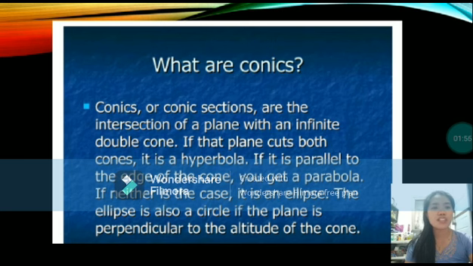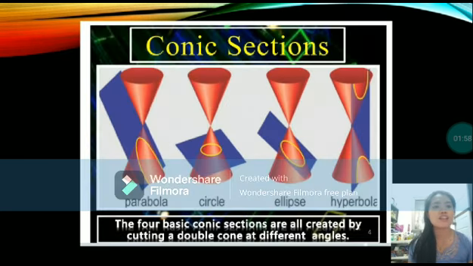So let's take a look at some pictures of the conic sections that are being cut. When a double cone is being cut, you have the conic sections form. Again, you have the parabola, the circle, the ellipse, and the hyperbola. The four basic conic sections are all created by cutting a double cone at different angles. That is why it is called the conic sections. I hope you understand the concept of conic sections.